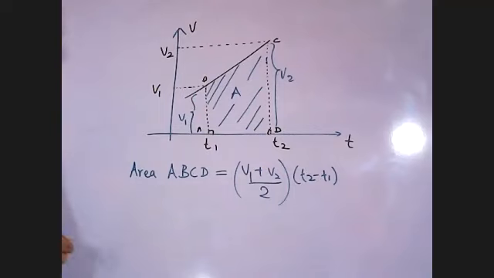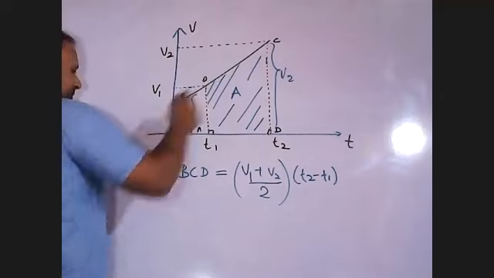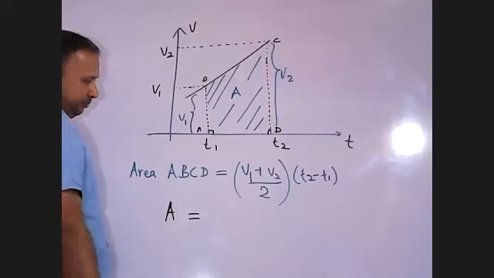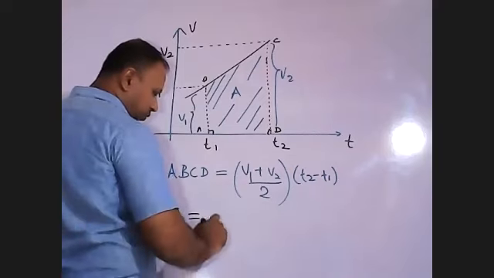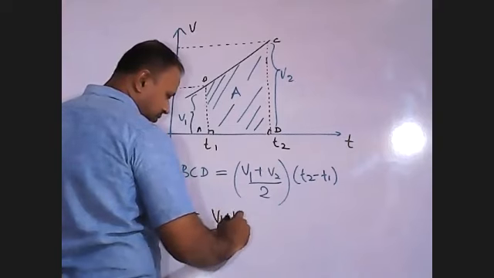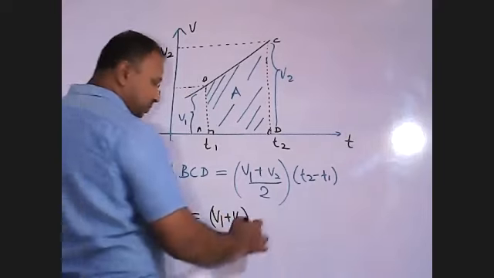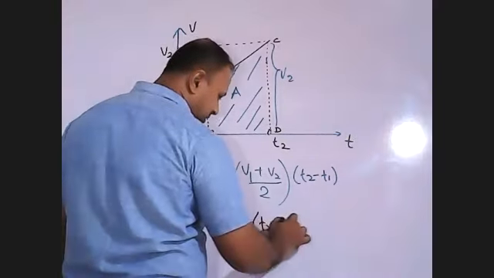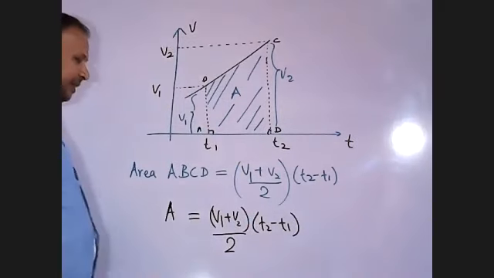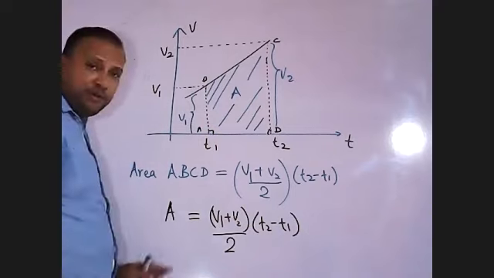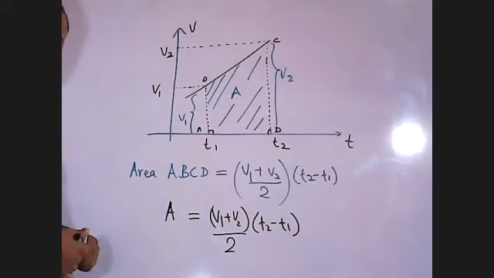The area A is equal to V1 plus V2 over 2 times T2 minus T1. Then I can prepare this equation something like this.